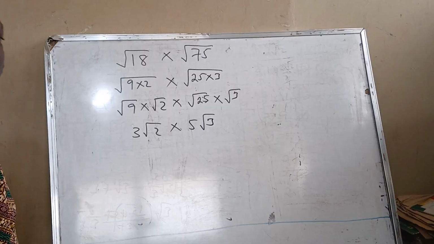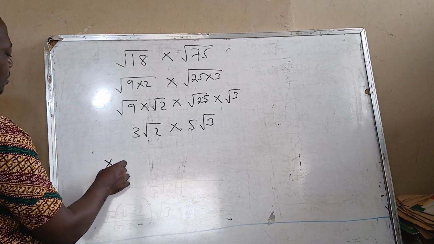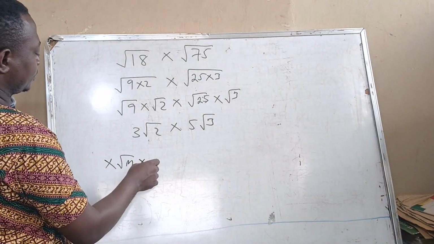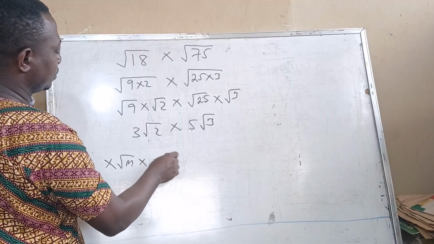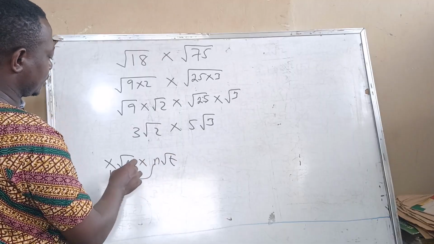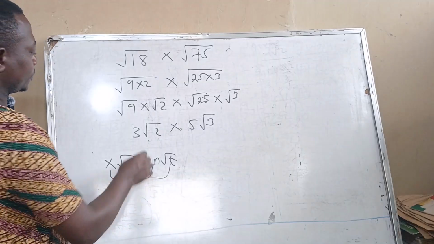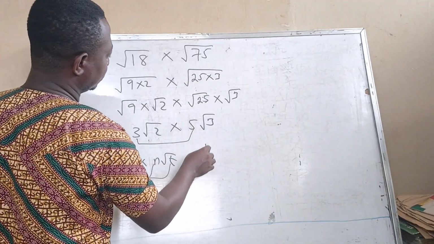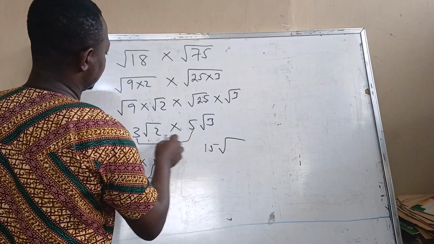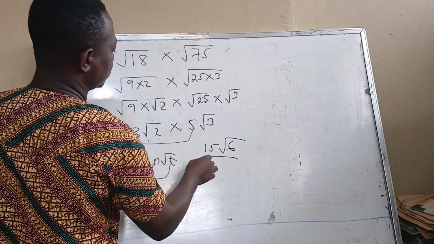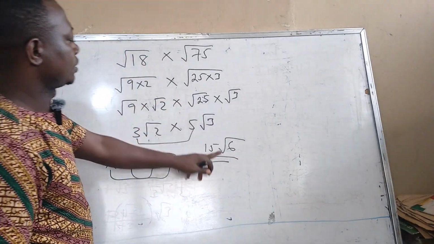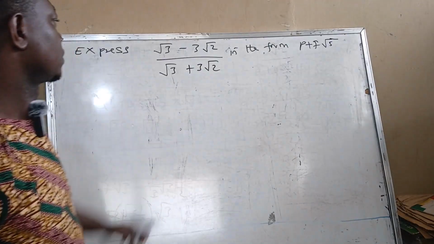So remember the rule. This we said x with m times n with t. So this one will multiply and this one will multiply. So the 3 will multiply the 5. That is 15. And this one also multiply that 6. So this time the result is that.